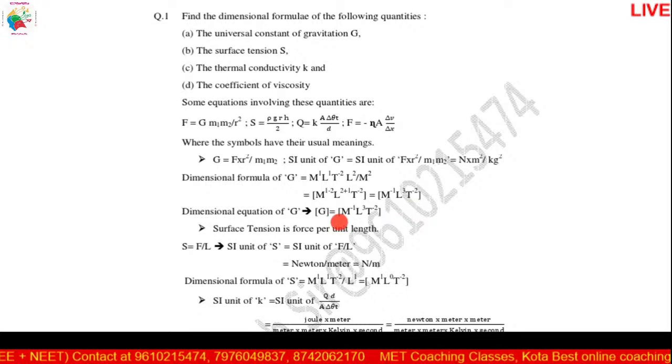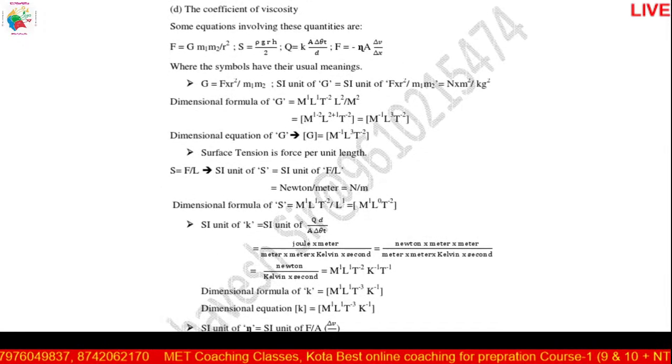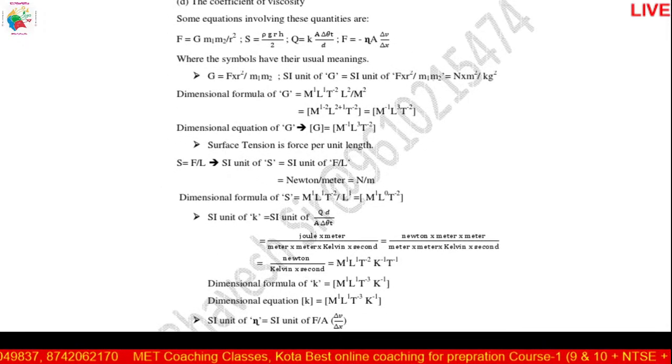When you equate it with the physical quantity you will get the dimensional equation. So this is the dimensional equation for G. Okay, do remember the procedure. Follow this procedure and you can determine the dimensional formula of any physical quantity.